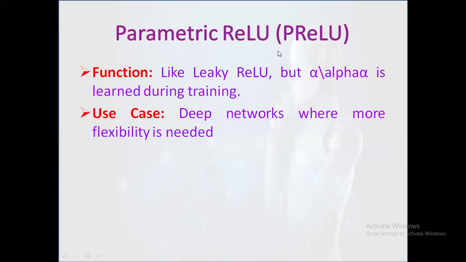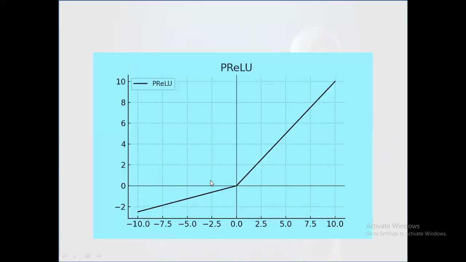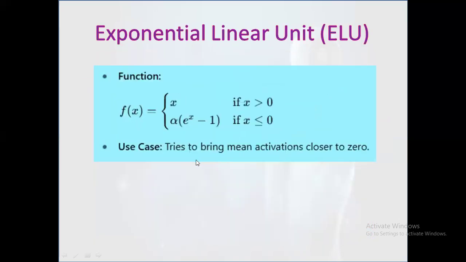Next, the parametric ReLU function, or PReLU. It is like a leaky ReLU, but alpha is learned during training. It is used in deep neural networks where more flexibility is needed. This is the function; here it varies somewhat from the ordinary ReLU. This is called the parametric ReLU function.